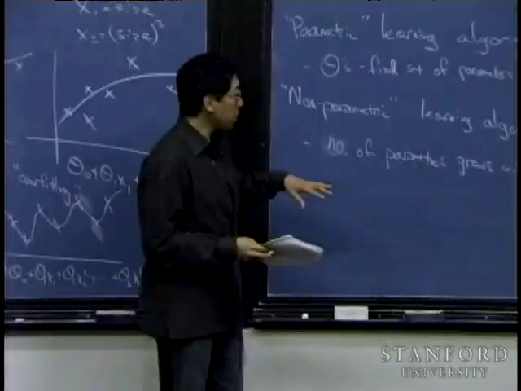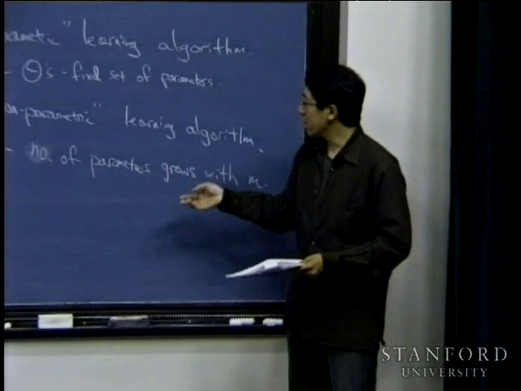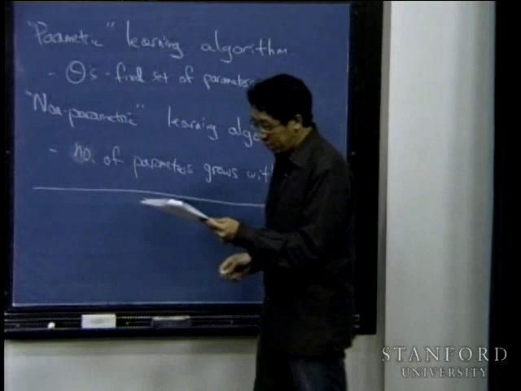A slightly less formal definition is that the amount of stuff that your learning algorithm needs to keep around will grow linearly with the training set. Or another way of saying it is that this is an algorithm that will need to keep around an entire training set even after learning. Okay? So don't worry too much about this definition, but what I want to do now is describe a specific non-parametric learning algorithm called locally weighted regression.